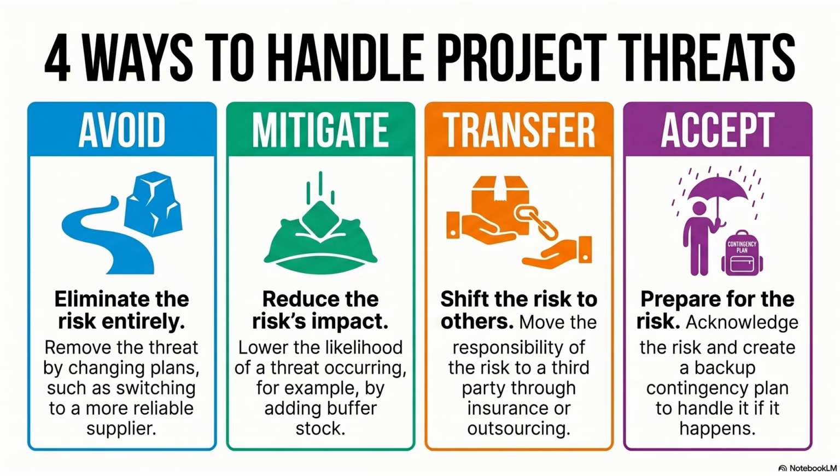For example, a project may outsource a specialized activity to reduce the risk carried by the project team. And the fourth is accept. Accept means acknowledging that the risk exists and being prepared to deal with it if it occurs. This is often supported by a contingency plan. In other words, the risk is not removed, but the team is prepared with a response.